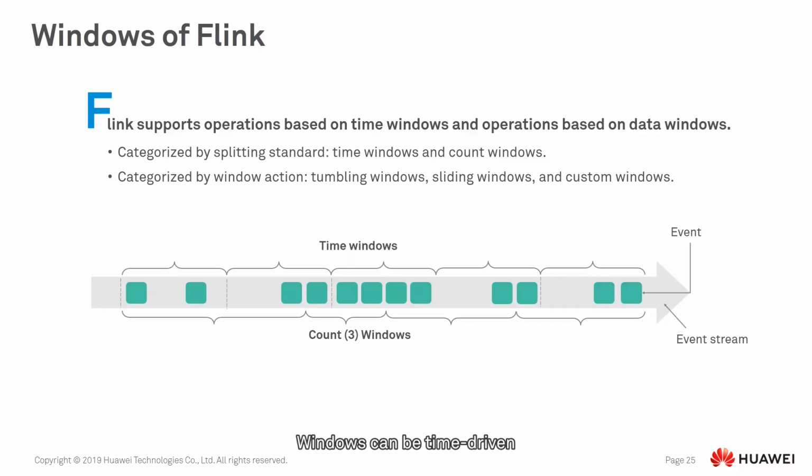Windows can be time-driven, for example, every 30 seconds, or data-driven, for example, every 100 elements. One typically distinguishes different types of windows, such as tumbling windows, sliding windows, and session windows.